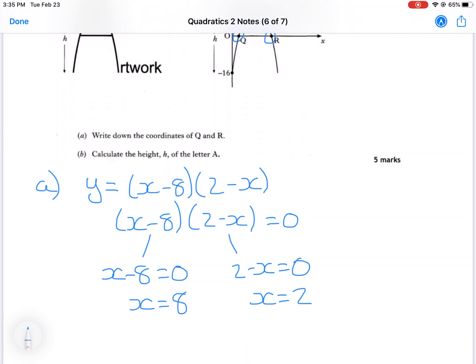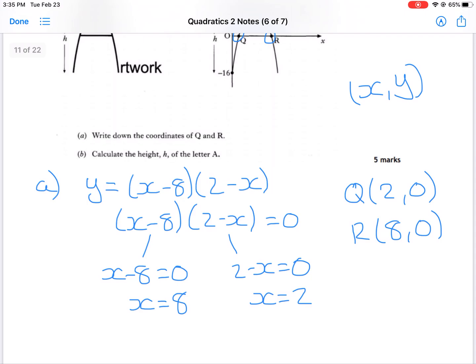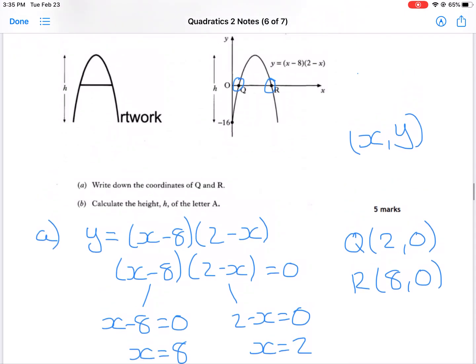Therefore, the coordinates of Q, the first one, are 2, 0, and R, the second one, has to be 8, 0. Remember, our coordinates are always x and then y. So the y value is 0, since we're not going up any, we're just going along. So if we're on the x-axis, our coordinates are always x and then 0.